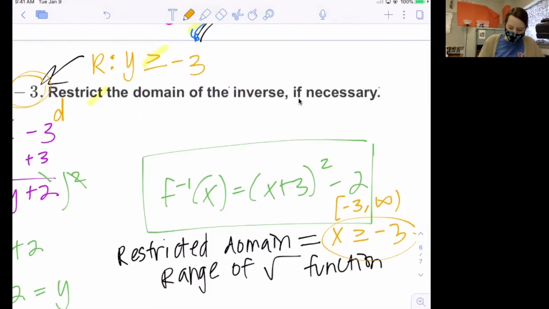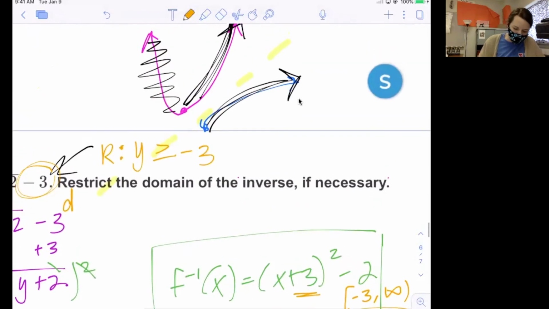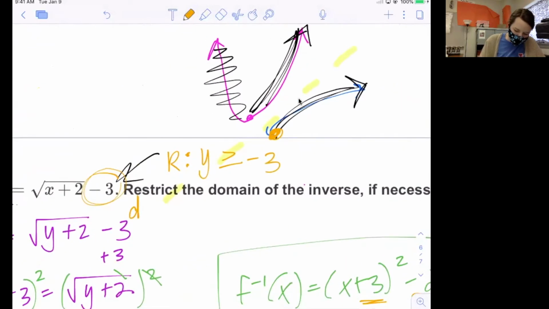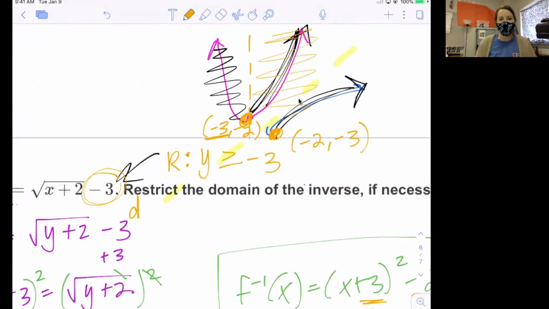And that's always going to be your c value, because if you recall, this is going to be our vertex, negative 2, negative 3, which makes the vertex of this parabola, after we switch our x and y coordinates, negative 3, negative 2. So our domain is going to be everything to the right of that vertex, or x equals negative 3.